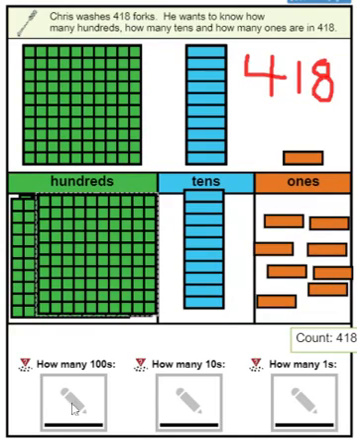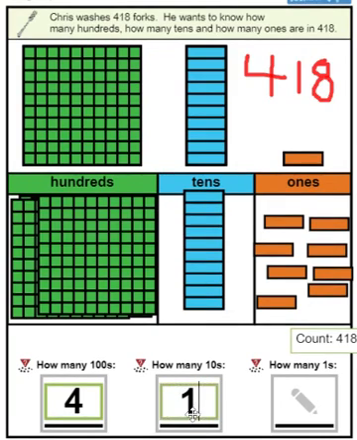I had 4 hundreds. I had 1 ten. And I had 8 ones. Counting by hundreds, 100, 200, 300, 400, plus 10, plus 8 is 418.